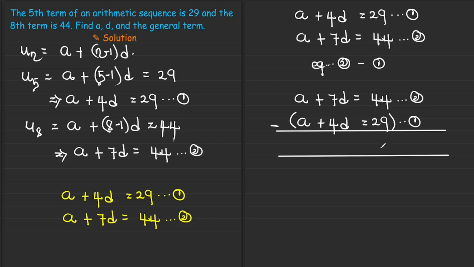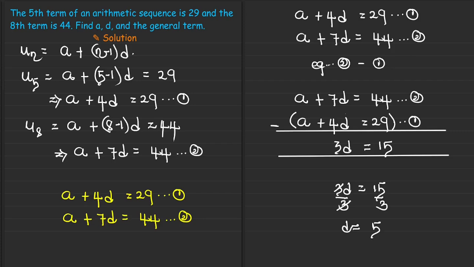So we have 44 minus 29, which gives us a 15. Then we have 7D minus 4D, that gives us a 3D. Then A minus A goes off. So at the end of the day, we have our 3D, which is equal to 15. Hence, if it is D we want, we divide both sides by 3. This 3 cancels out this 3. Then we have our D, which is equal to what? 5. If you are able to get your D, all you need to do now is to substitute it into any of the equations to solve for your A.